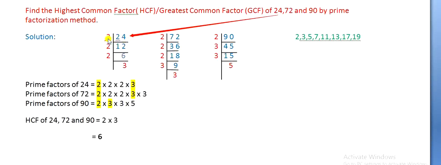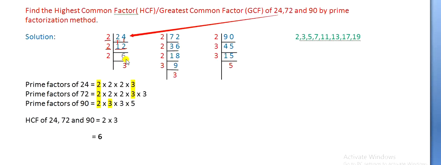After dividing 24 by 2, we will get the quotient: 2 ones are 2, 2 twos are 4, 4 minus 4, 0. We get the quotient as 12. Again this 12 is an even and composite number. It is again divisible by the first prime, that is 2. We wrote 2 here. 12 by 2, we will get the quotient as 6.